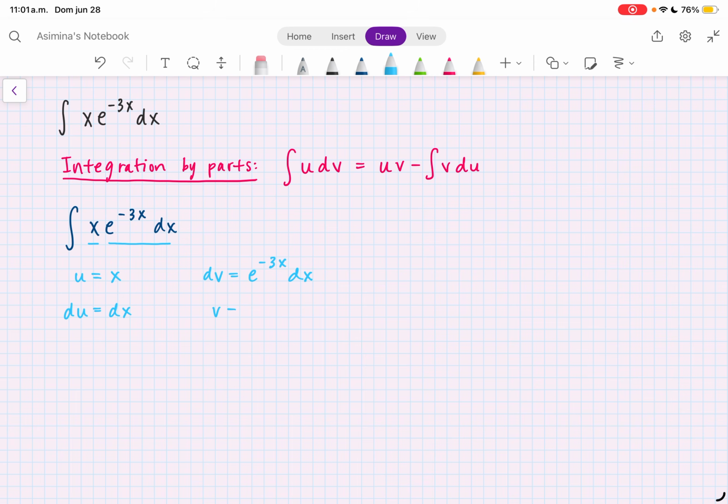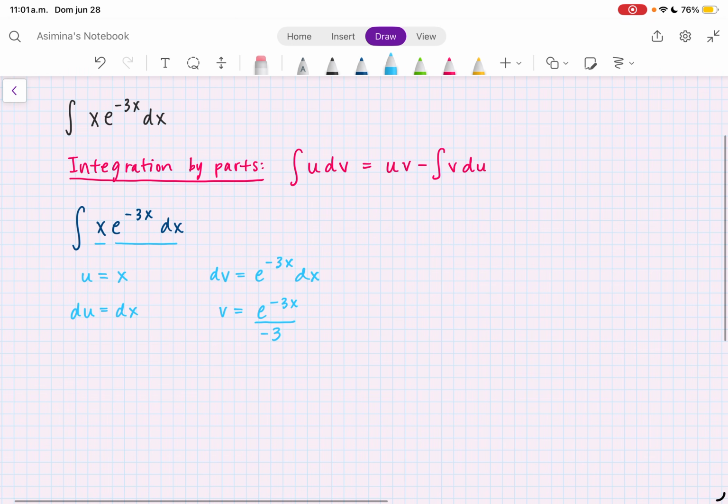The antiderivative of that. So I know that e to the x is its own derivative. So this is going to be e to the negative 3x over the derivative of the exponent, which is negative 3.